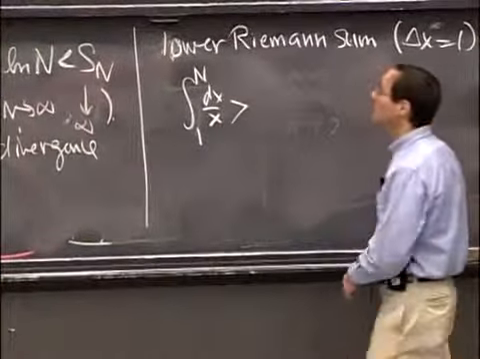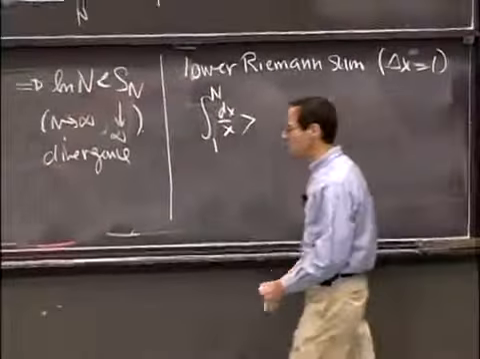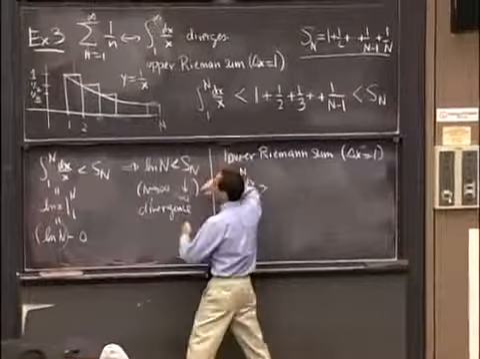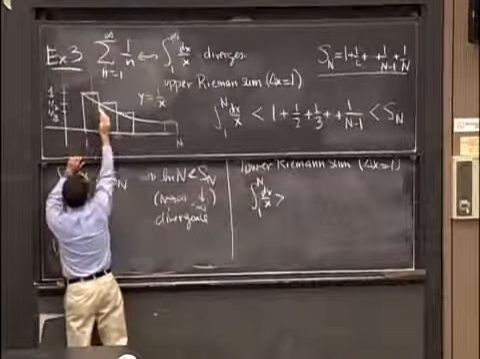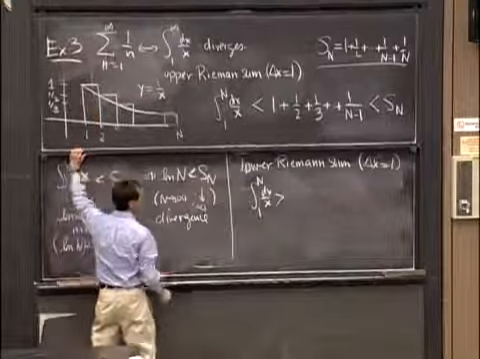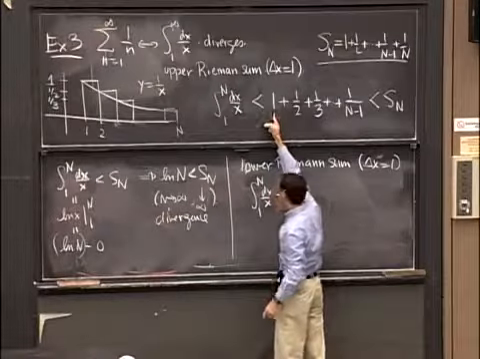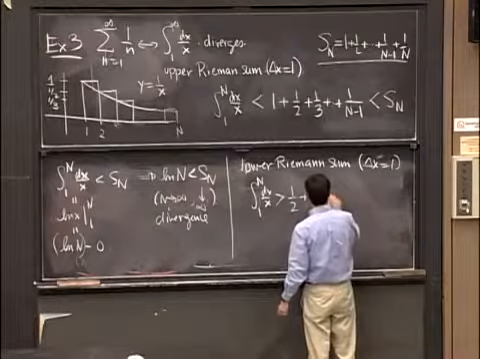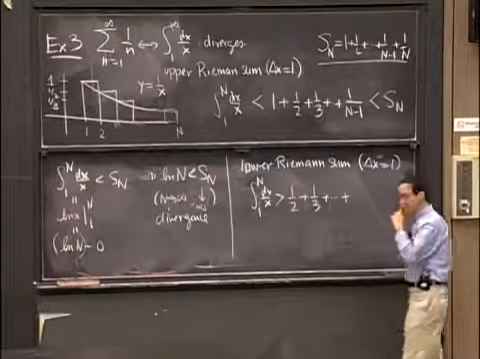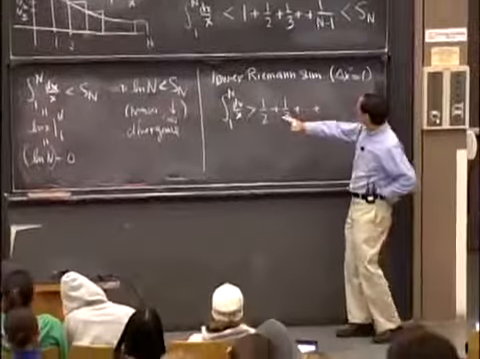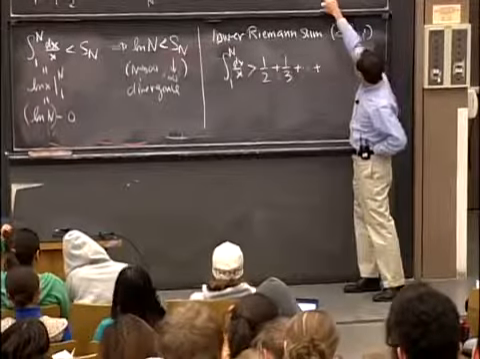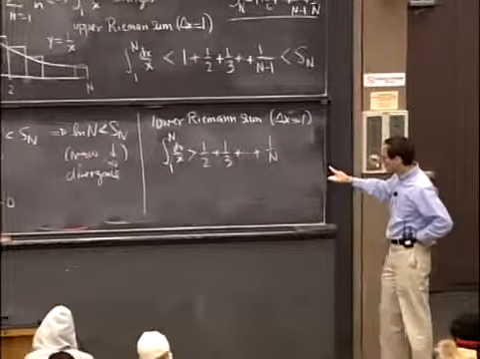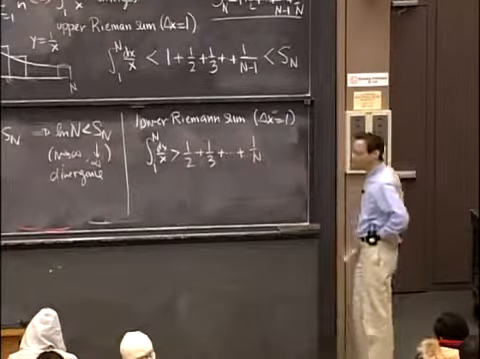is bigger than, well, what are the terms going to be if I fit them underneath? If I fit them underneath, I'm missing the first term. That is, the box is going to be half height. It's going to be this lower piece. So I'm missing this first term. So it'll be a half plus a third plus, all right? It'll keep on going. But now, the last one, instead of being 1 over n minus 1, is going to be 1 over n. This is, again, a total of n minus 1 terms. So this is the lower Riemann sum.